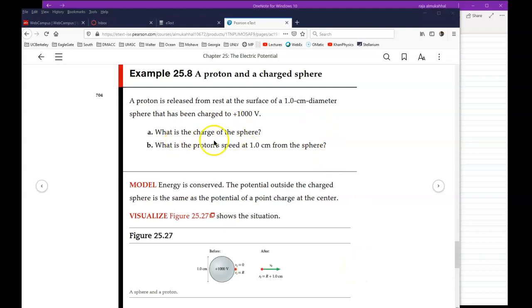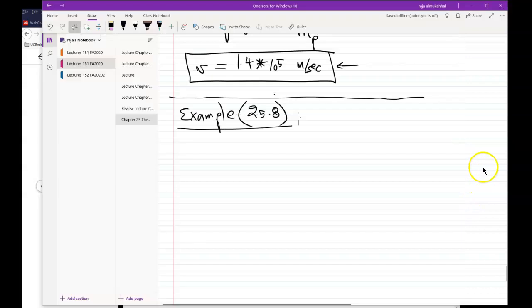So he says, what is the charge of the sphere? Given the voltage of the sphere, what is the associated charge? We'll come back, I'll tell you what that is. And B, what is the proton's speed 1 centimeter from the sphere? So when it is right here, 1 centimeter away. All right, so let's do this problem.